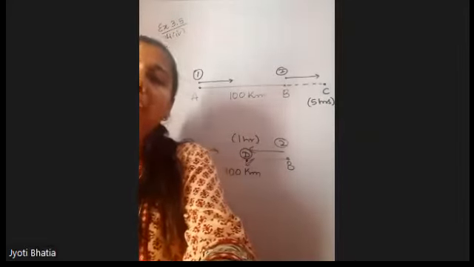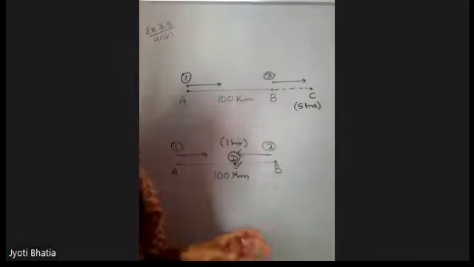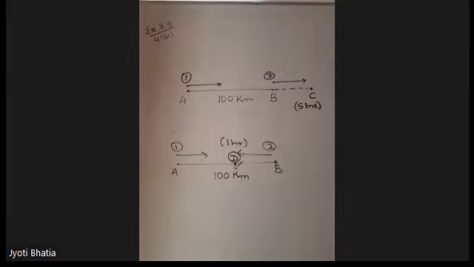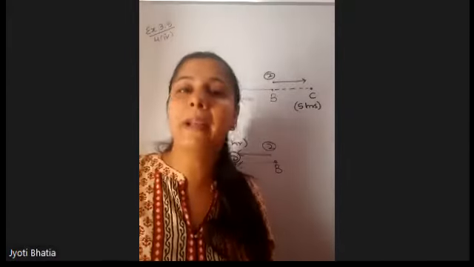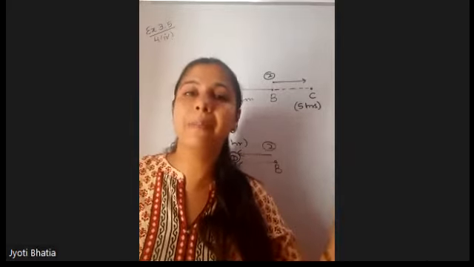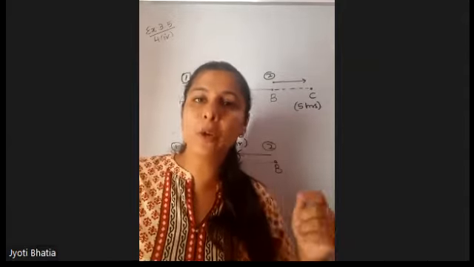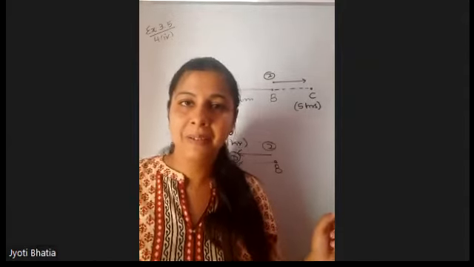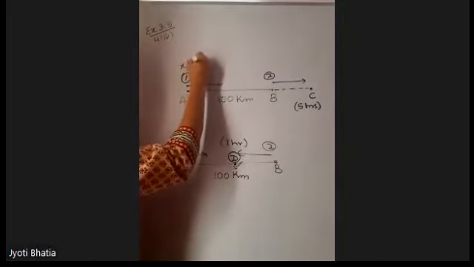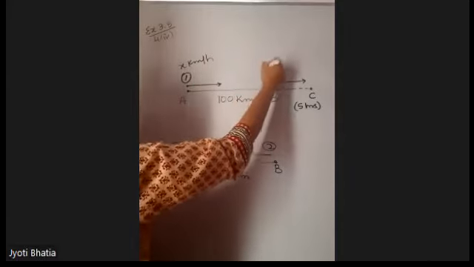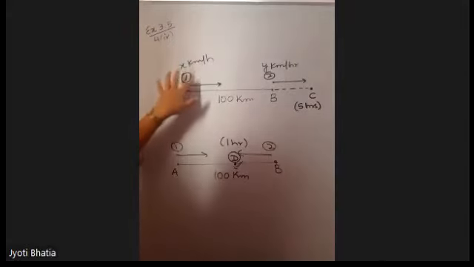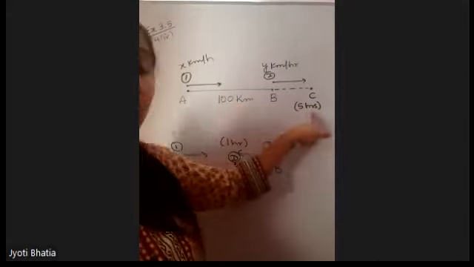Yes, ma'am. We have to find the speed of these two cars, that is, the speed of car 1 and the speed of car 2. As I have always been telling you, whatever we need to calculate, just assign variables to it. So shall we assign speed variables to these two cars? Yes, ma'am. Let the speed of car 1 be x kilometers per hour and of the other car be y kilometers per hour.